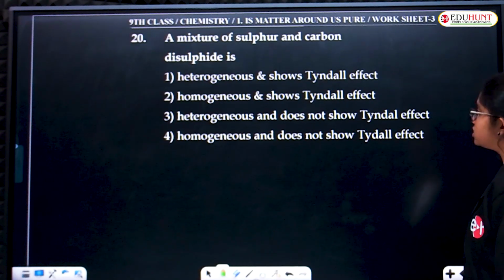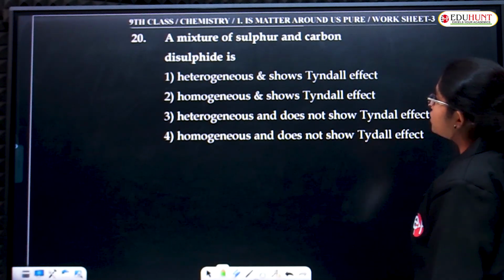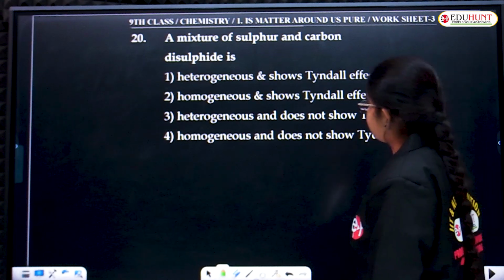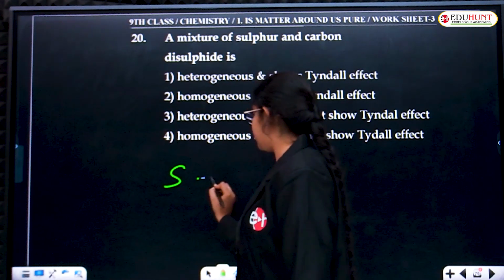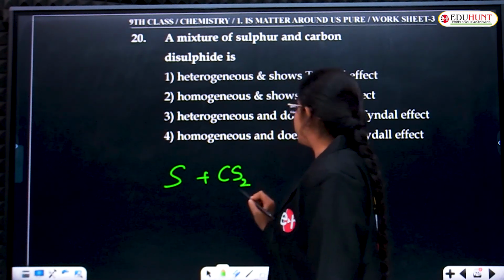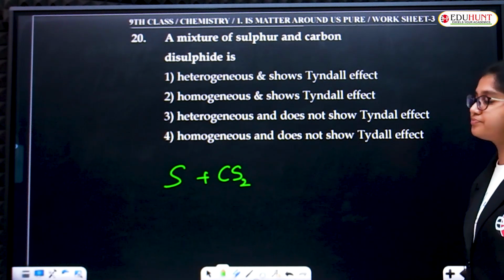Okay, next question number 20. A mixture of sulfur and carbon disulfide, sulfur S plus carbon disulfide CS2, ఈ మిక్చర్ని ఏమంటాం అని అడుగుతున్నారు.